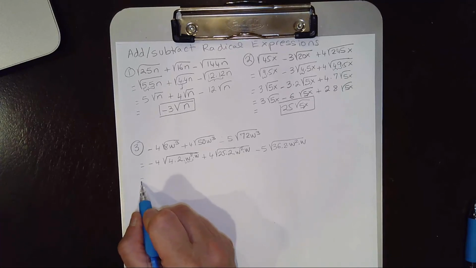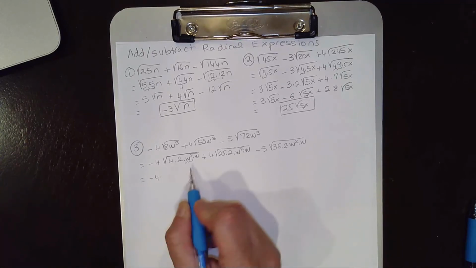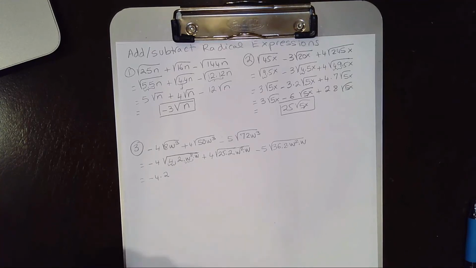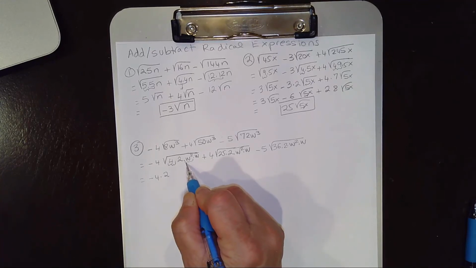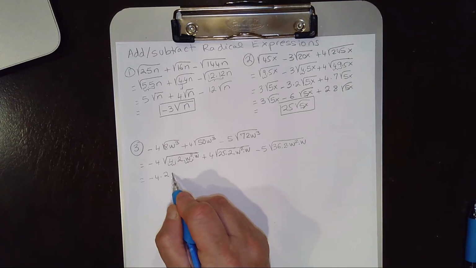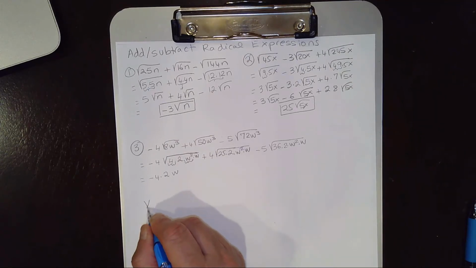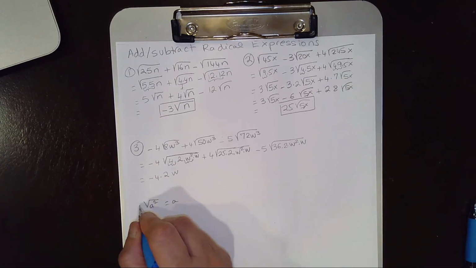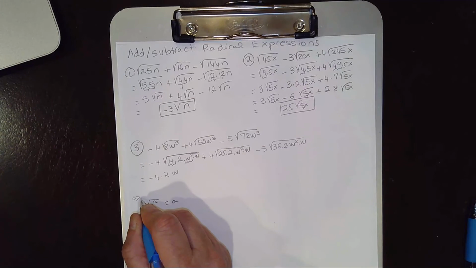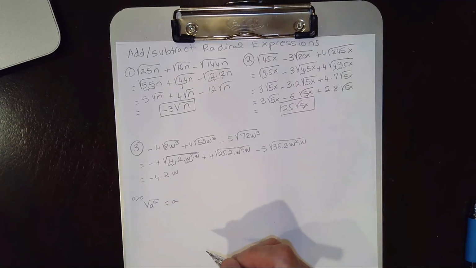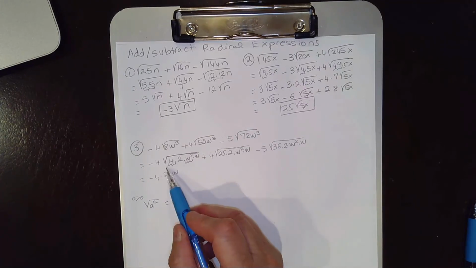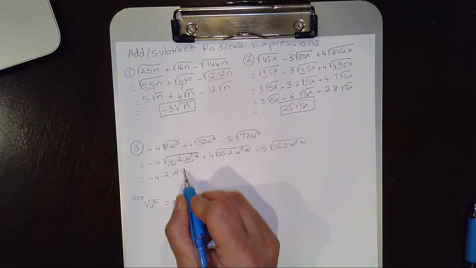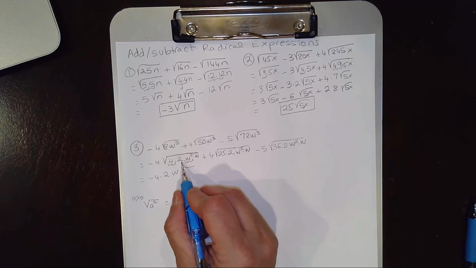We have negative 4, it says here, times, the 4 comes out, square root of 4 is 2, so here's 2. W squared comes out as w. Now if you recall, square root of a squared is a, if a is positive. So square root of w squared is w. And what's left inside the radical? You have 2w.